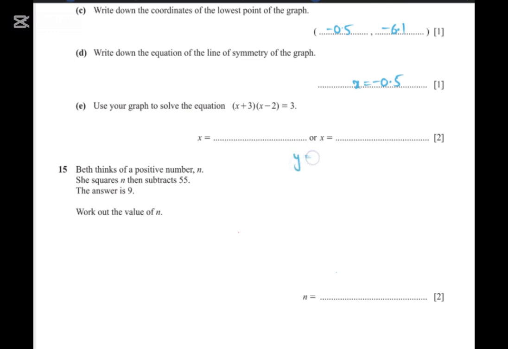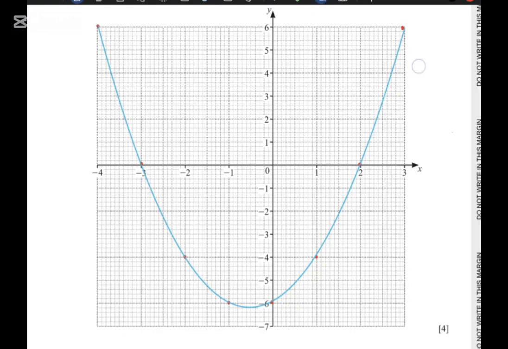The equation is given as (x + 3)(x - 2), which was the original equation. Now they gave us 3. So using this, you get that y is equal to 3. Now draw the line y = 3 in the graph and then find out. Let's see that graph. Now we need to draw the y = 3 graph line here. Where is y = 3? Let's find out. y = 3 is this.